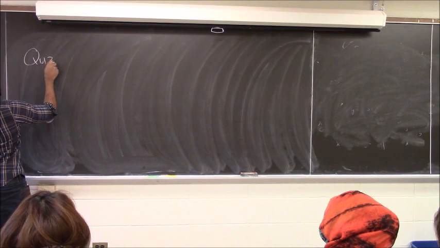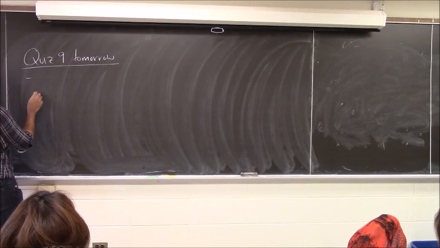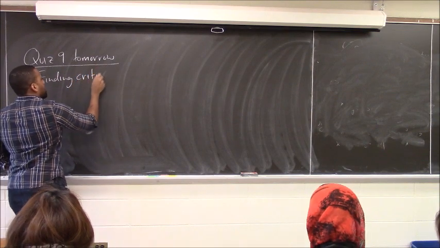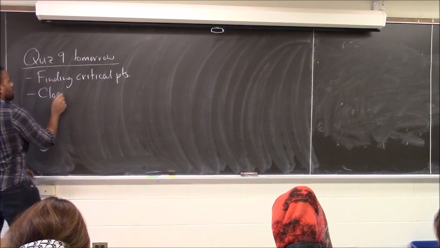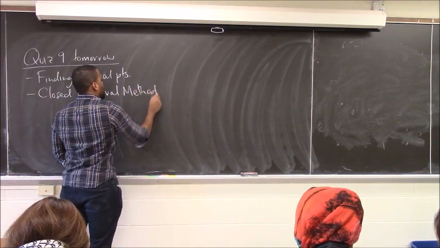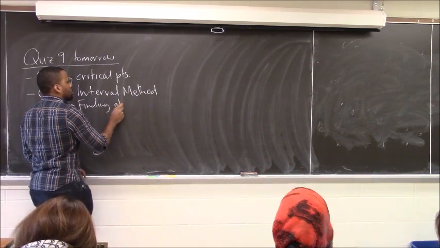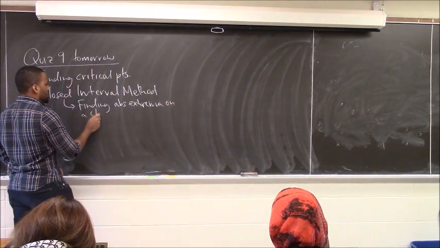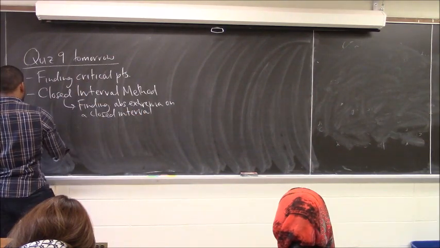So remember quiz 9 tomorrow. It'll cover finding critical points, so make sure you know how to do that. It will cover the closed interval method. Right, this basically means finding absolute extrema on a closed interval. And it will cover the mean value theorem.